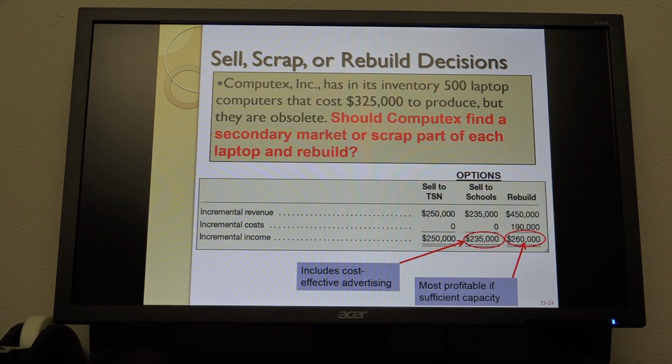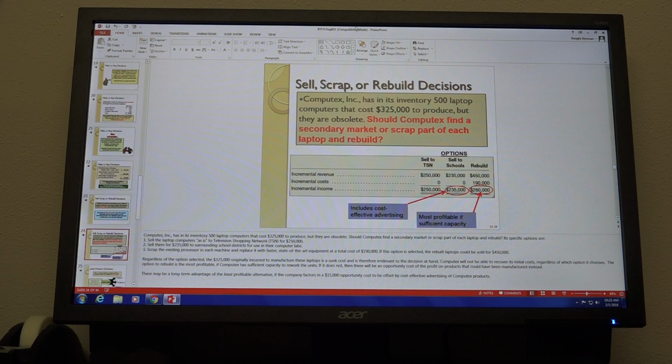And really, I don't want to talk about joint product decisions. So that's really all we're going to talk about in this chapter. I will be doing a couple of problems as examples here in the next day or so.